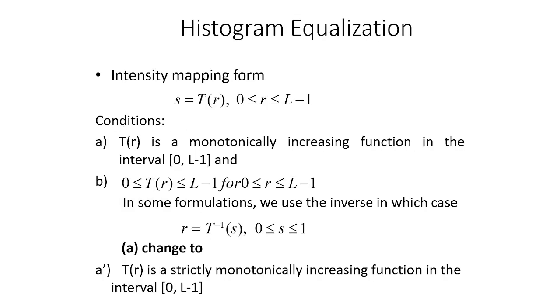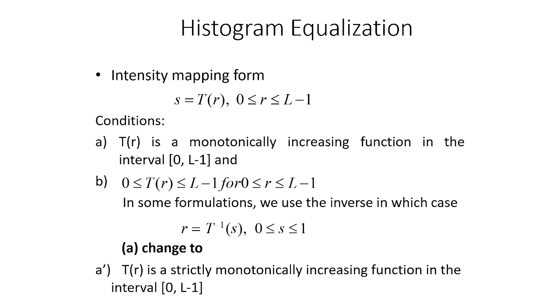So in histogram processing itself we have 2 types of enhancement. From the histogram information we can do enhancement in 2 different ways: the first one is image histogram equalization, and the second one is histogram matching. So these are the steps, the basic conditions, for histogram equalization.